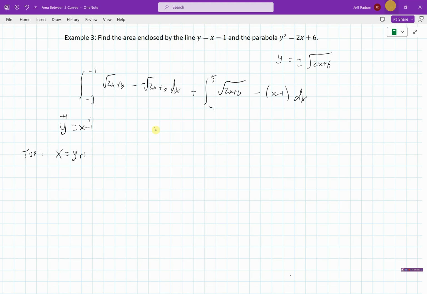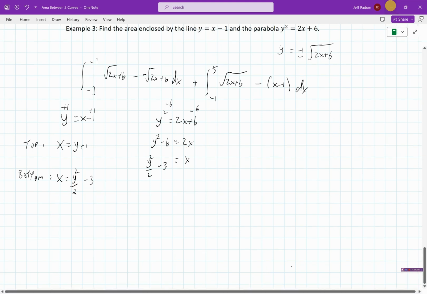The other function we had was y squared equals 2x plus 6. If we minus 6 from both sides, that gives us y squared minus 6 equals 2x. Dividing by 2 would give us y squared over 2 minus 3. So this would be our bottom function. x equals y squared over 2 minus 3.